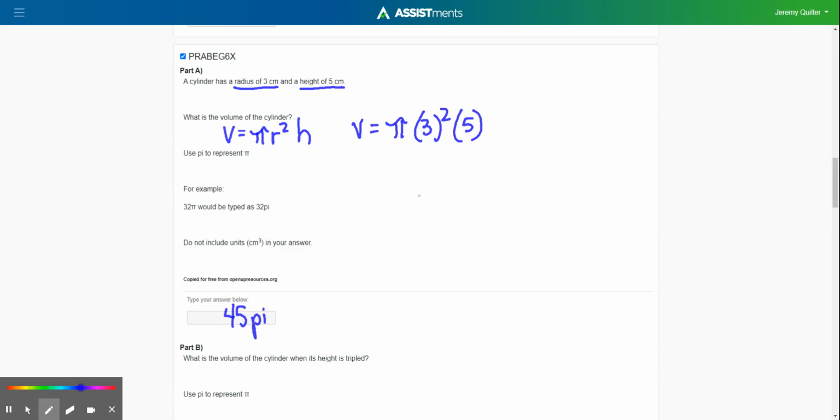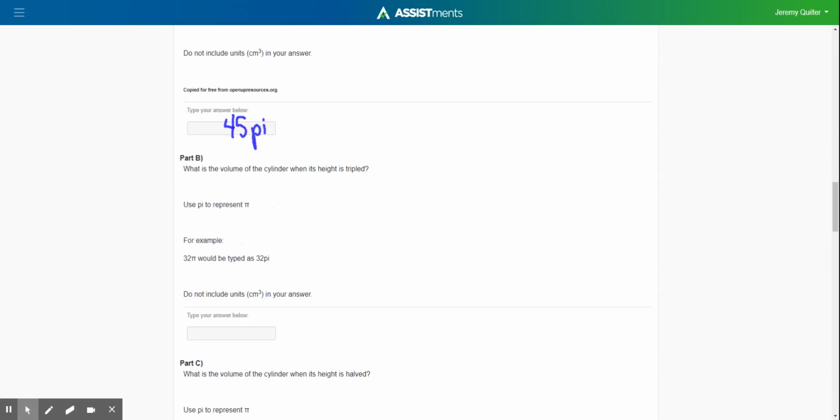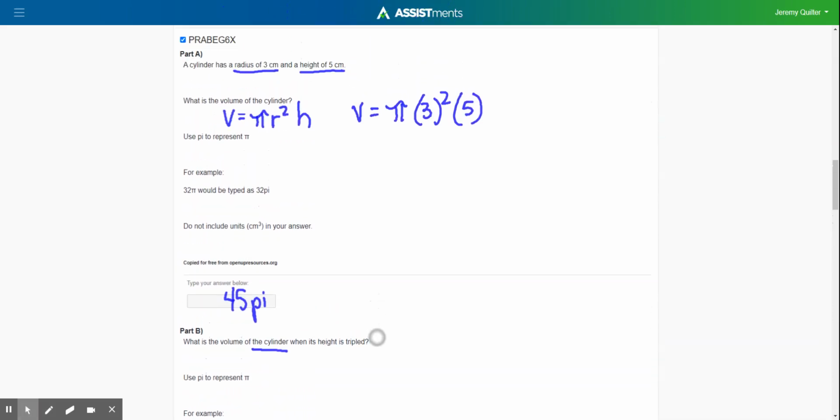You'll continue to use the same pattern of substitution with the given values to determine what the next volume will be. As we look at the next part, part B, it says what is the volume of the cylinder when the height is tripled. So remember, where it says what is the volume of the cylinder, you're going to continue to use the same dimensions that were given above.